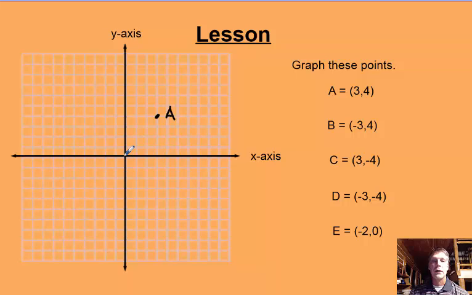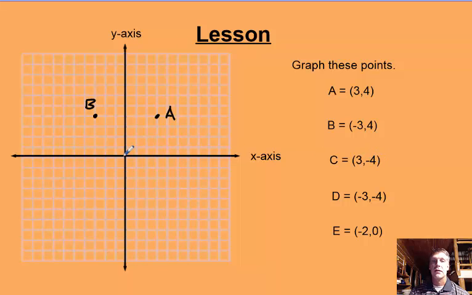So now, starting at the origin, like I always do, I'm going to slide back 3 units, and then slide up 4. And then put a dot there, and there's my point B. That's back 3, up 4. Pretty easy here. All right, let's go 3, -4.